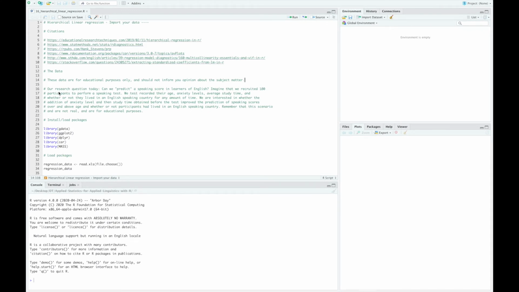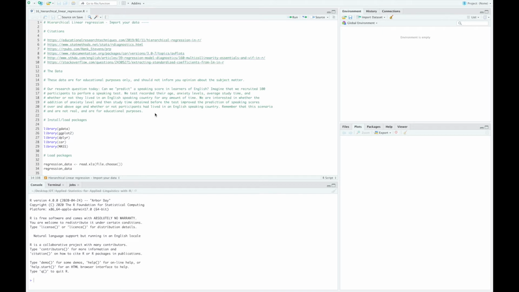Today, remember that our data are for educational purposes only and shouldn't inform your opinion about the subject matter. Our research question today is the same that we had for multiple linear regression. Can we predict a speaking score in learners of English? Imagine that we recruited 100 participants to perform a speaking test. We recorded their age, anxiety levels prior to taking the test, average study time, and whether or not they lived in an English-speaking country for any amount of time before taking the test.